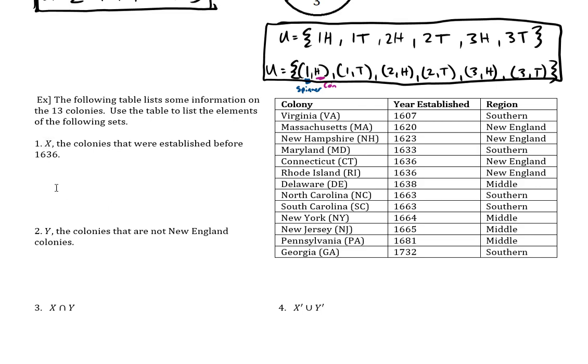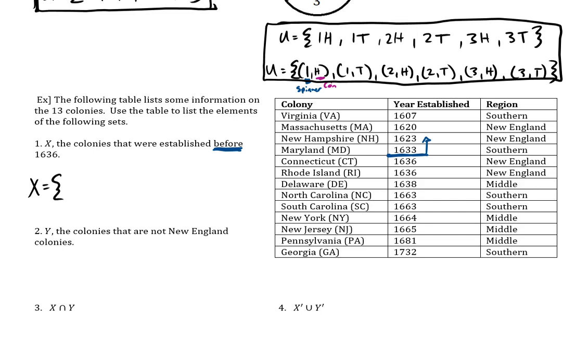All right, so they're saying the set is X. So I'm going to say X equals, and get a brace going, the colonies that were established before 1636. Okay, before 1636. So that would be these dates. I'm using my line to cut it off, because I don't want the ones that formed in 1636. It says before. Okay, so that's those dates up here.